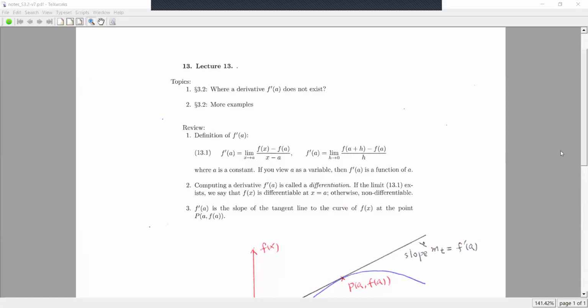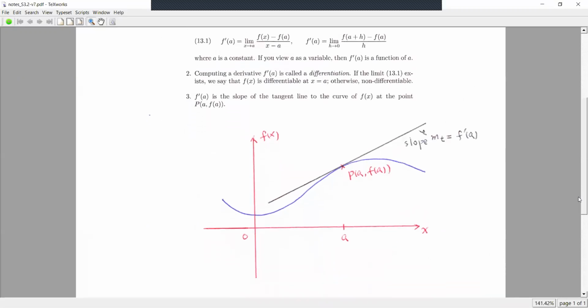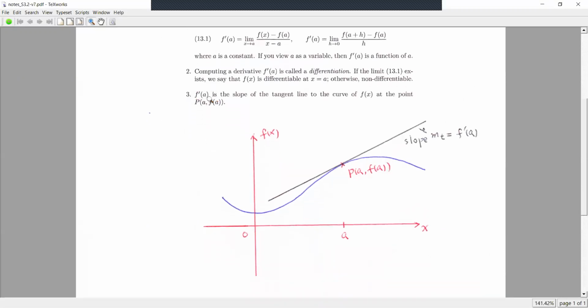Review number 3. Derivative at the point A is the slope of the tangent line to the graph of the function f at this point. This point, the x-coordinate is A. Y-coordinate is the function value at A, because this point is on the graph of the function f.